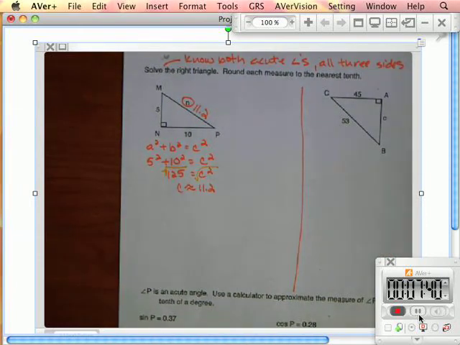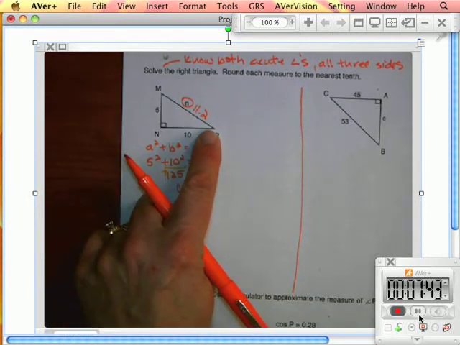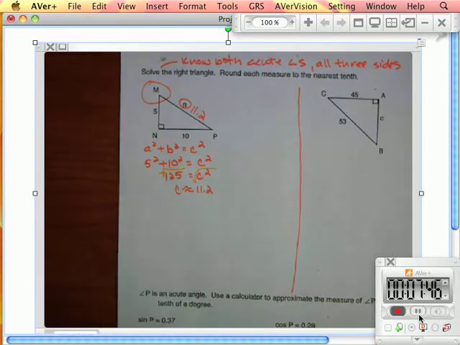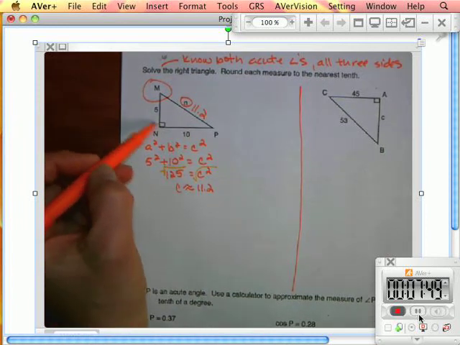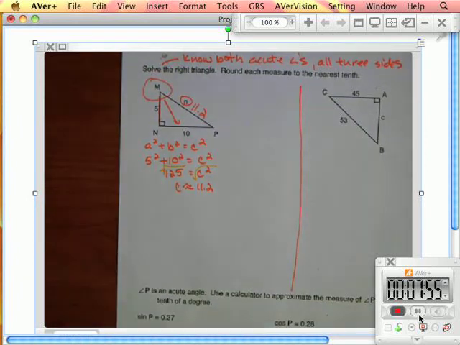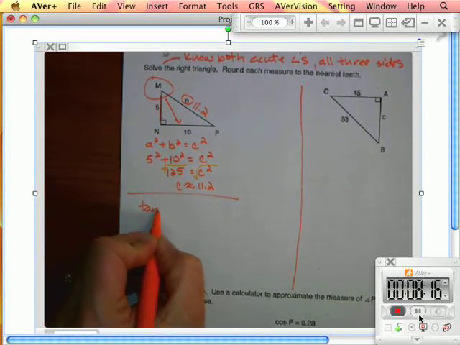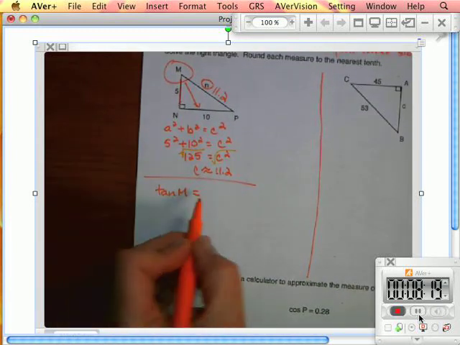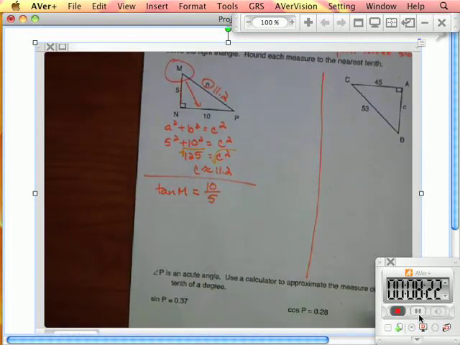Okay, now I got to find either P or M. It doesn't really matter. I'll try M. Just so I can work with easy numbers, I'm going to do the opposite and the adjacent. Which ratio uses opposite and adjacent? SOHCAHTOA. Which one uses opposite and adjacent? TOA. What's a T stand for? So I'm going to do this. Yeah, I'll get to you in just a second. Tangent of M equals the opposite, which is 10 over 5, correct? So I set up the ratio.